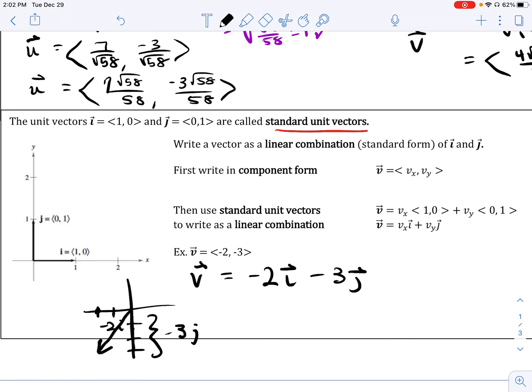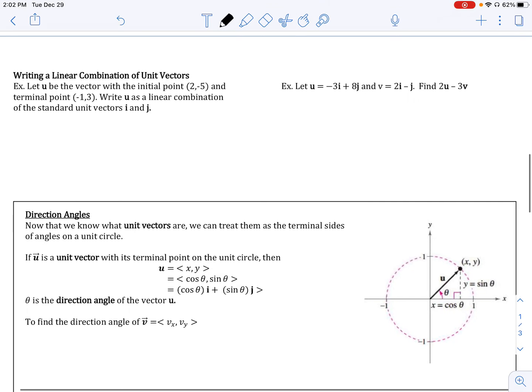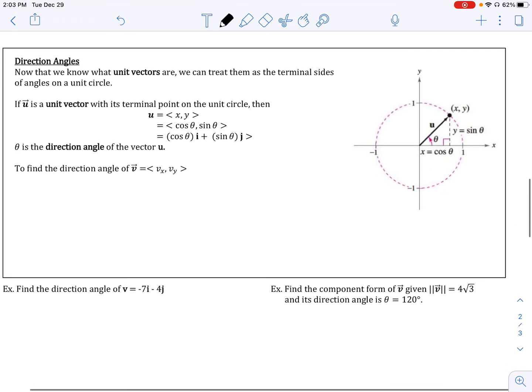That's what the same vector, currently in its component form, looks like in its standard form, or as a linear combination. All it is is another way of expressing the same vector, just using its standard unit vectors. So go ahead and pause the video and try these problems where you're just expressing these vectors as linear combinations and doing operations with them in standard form.